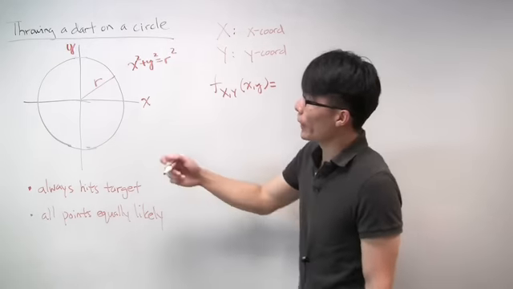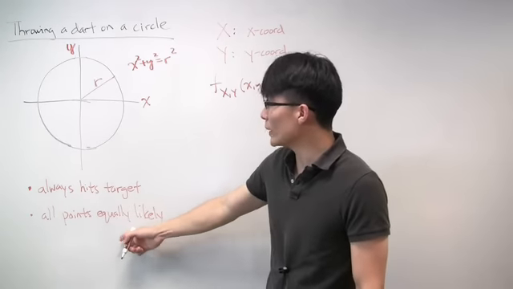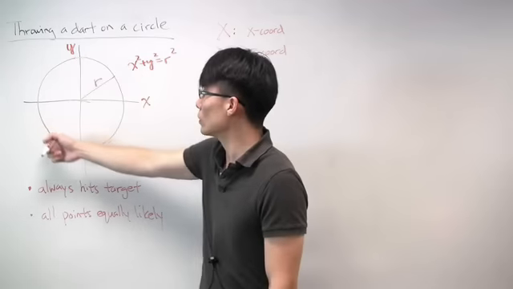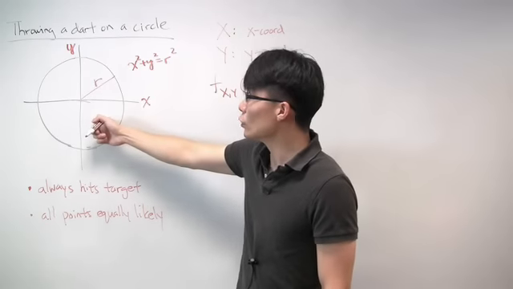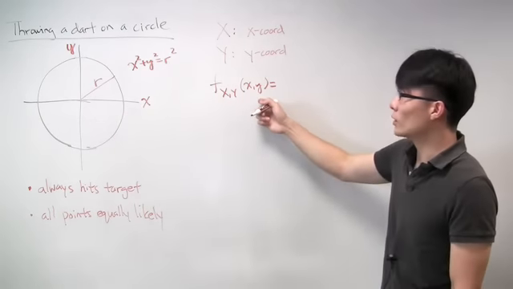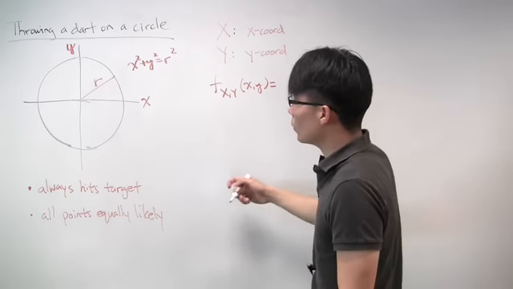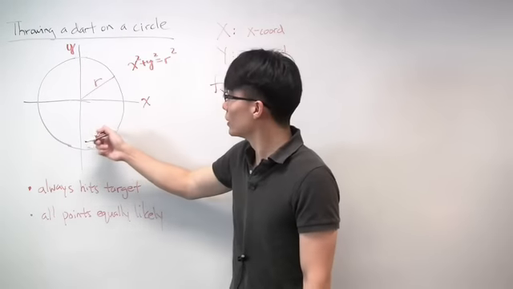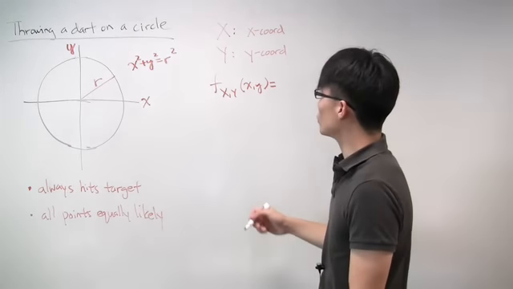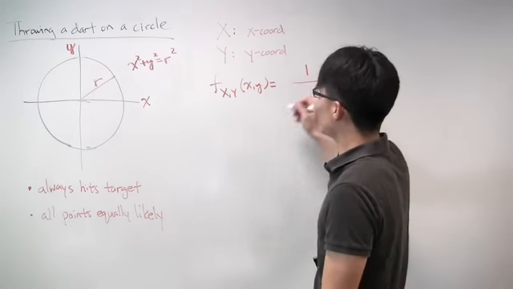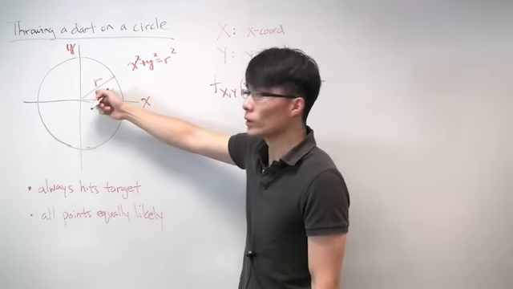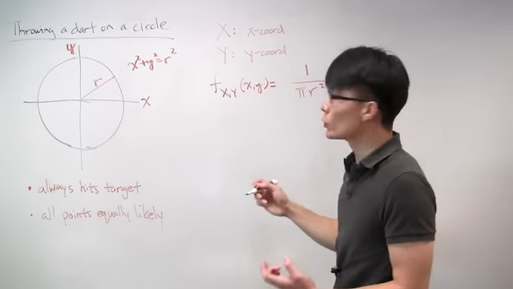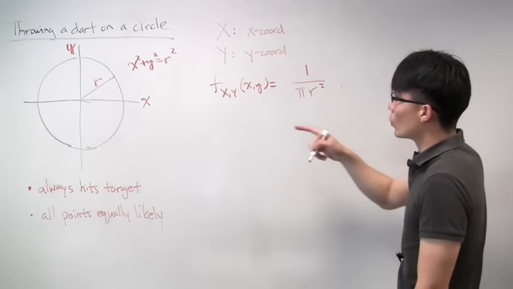Well, in this case, it's not so bad because we are told to assume that all points are equally likely. What does that mean? That means that within the circle, which is where the target is, it's uniformly distributed. So all points are equally likely. All we have to do to find this joint PDF is to calculate the area and take 1 over the area. As you know, the area of the circle is pi r squared. So it's just 1 over pi r squared when you're within the circle.